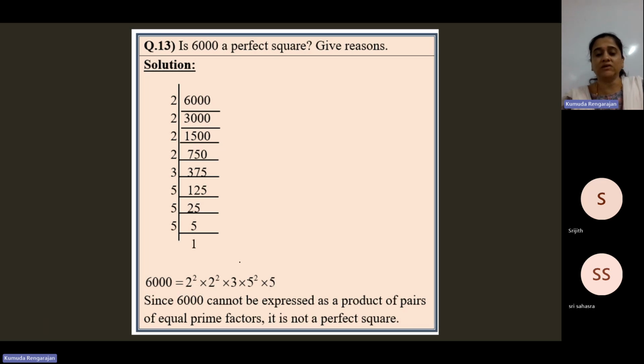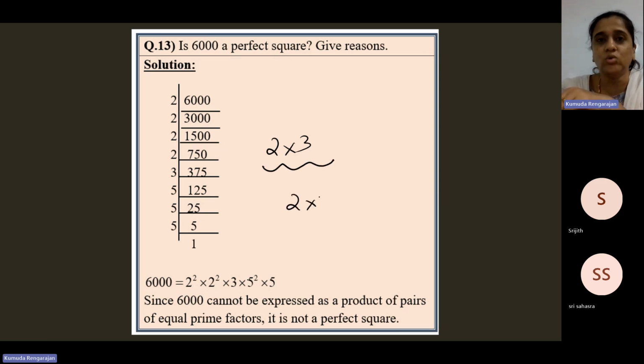Equal prime factors. Equal primes meaning, see now, 2 into 3 is also a pair. But they're not equal primes. It's a pair, but not equal primes. It should be 2 into 2, equal primes. This is a pair of equal primes. 2 into 3 is a pair of primes, but not a pair of equal primes.